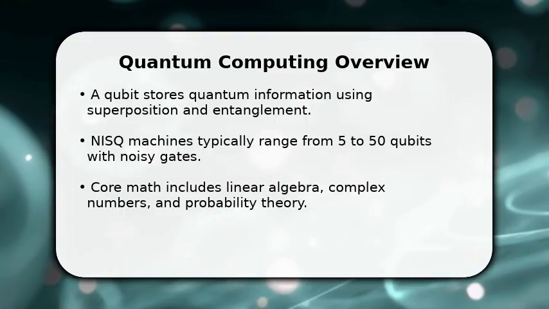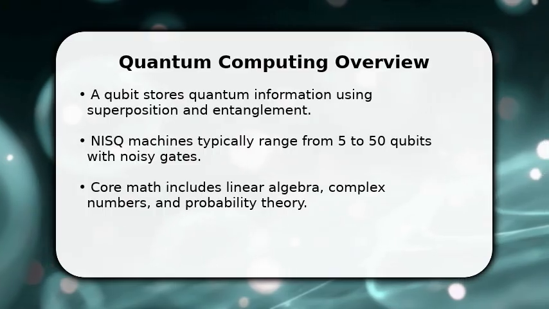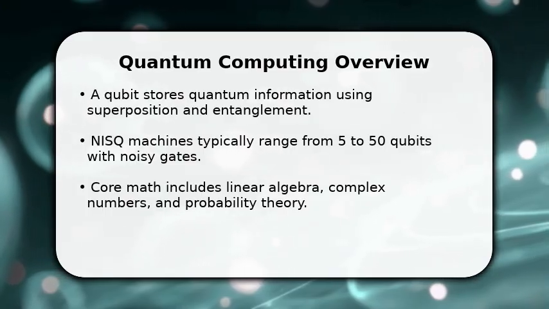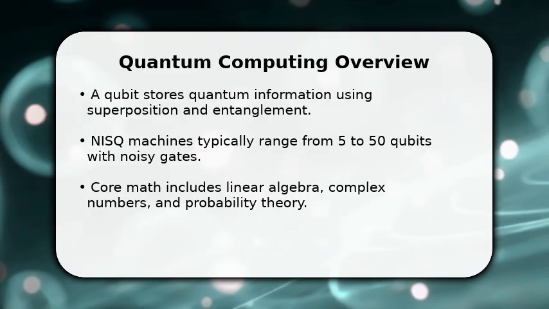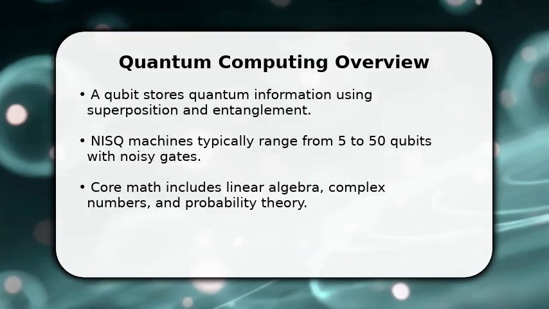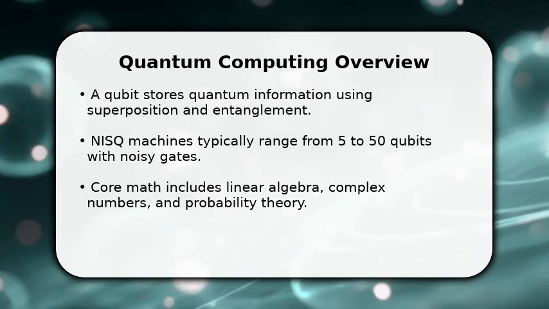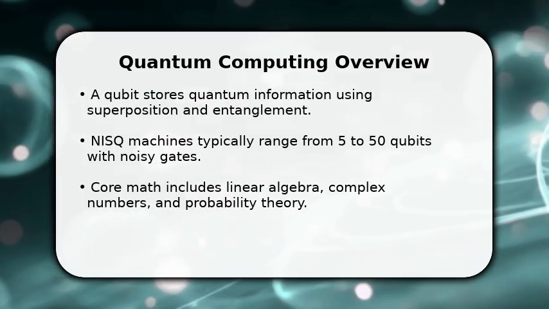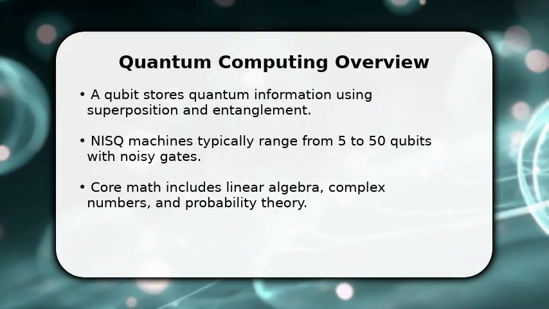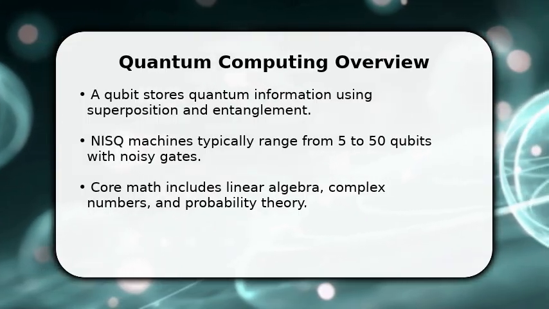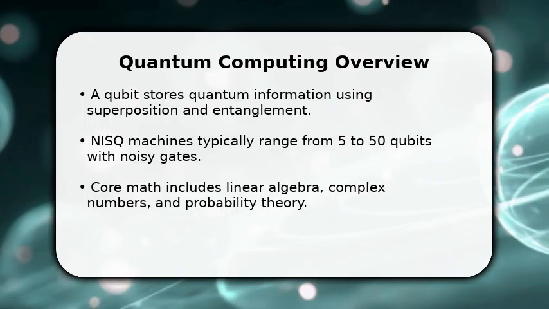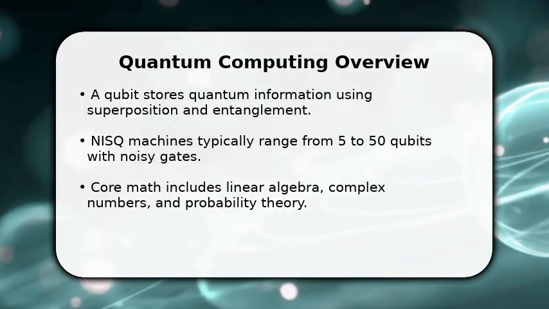Quantum computing uses quantum bits called qubits to process information differently than classical bits. A qubit stores information using superposition and entanglement simultaneously. The dominant model uses quantum gates that manipulate qubit states by unitary matrices. Today, many systems are NISQ hardware with about 5 to 50 qubits and imperfect gates.